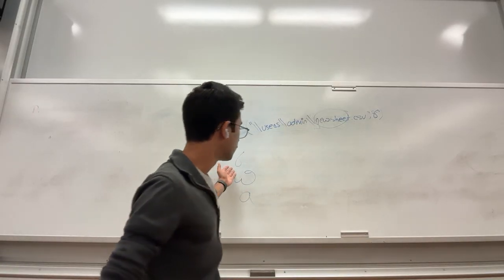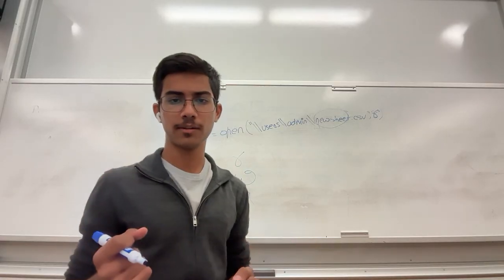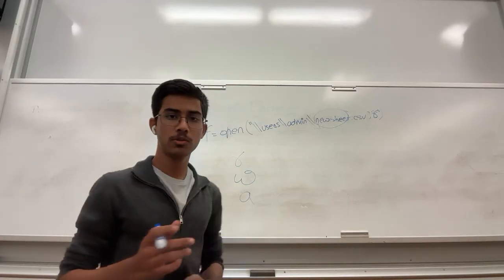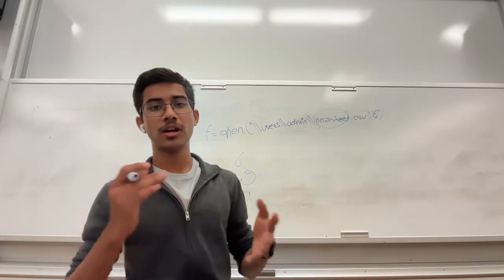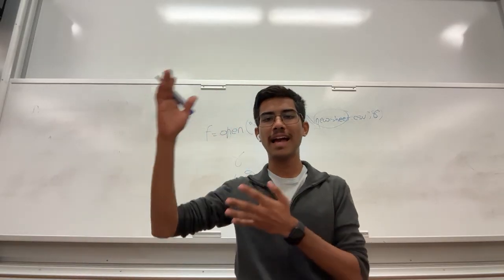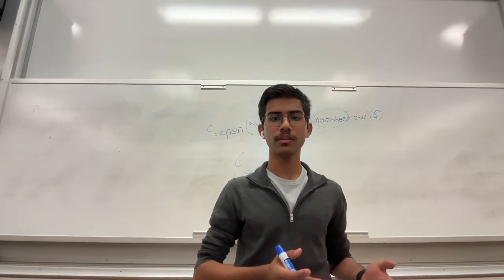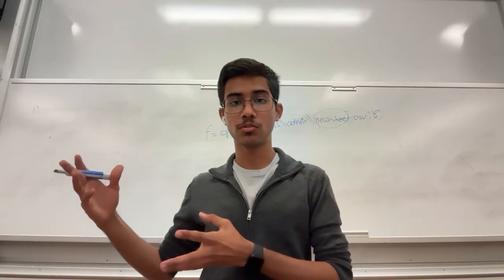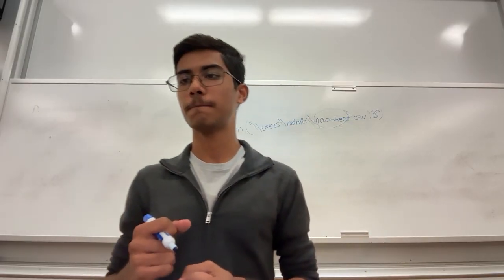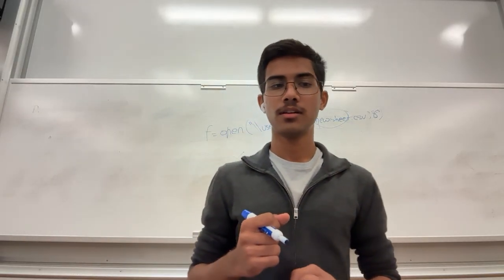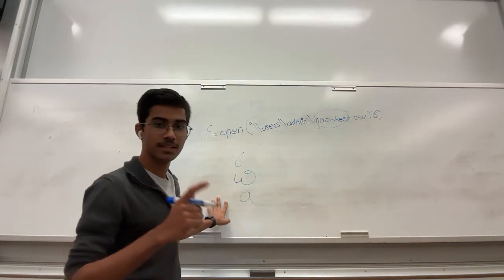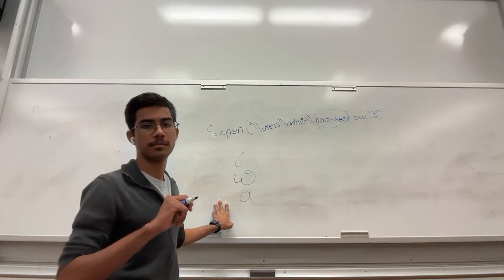So your read mode will be used to read the file. Your write mode will be used to write on the file. And your append mode is used to add things at the end. Right? So your append will take what you want and add it to the end of the file. Okay, pretty simple. Here's where it starts getting tricky.